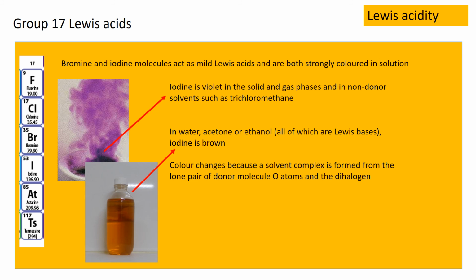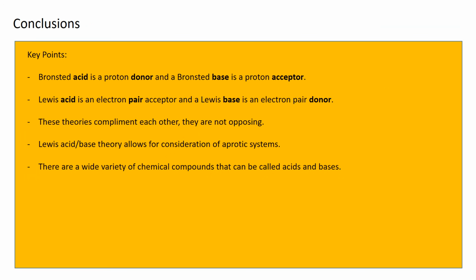In group 17, bromine and iodine molecules can act as mild Lewis acids. Okay, so some conclusions then. A Bronsted acid is a proton donor, and a Bronsted base is a proton acceptor. A Lewis acid is an electron pair acceptor, and a Lewis base is an electron pair donor.